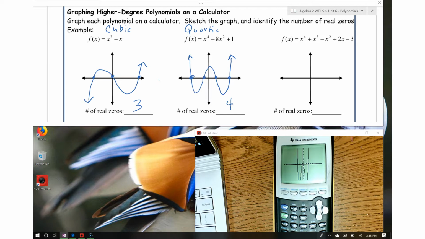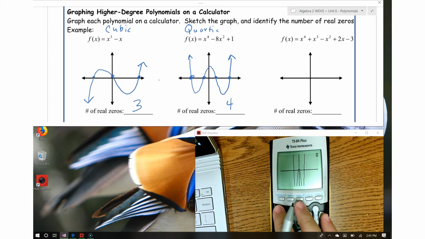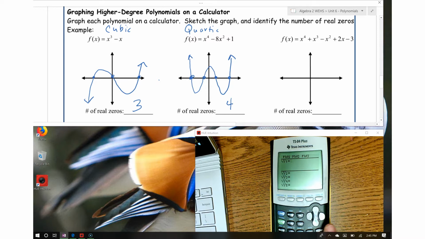The last one is also a quartic. And I'm going to go ahead and input this into the calculator, and I'm going to clear this. And we have x to the power 4 plus x to the power 3. Oh, wait, mistake. Sorry about that. x to the power 4, x to the power 3, and then minus x squared plus 2x minus 3.